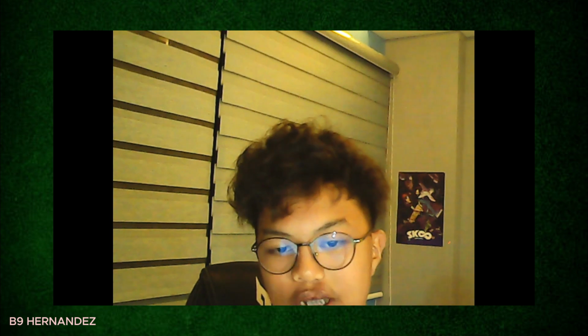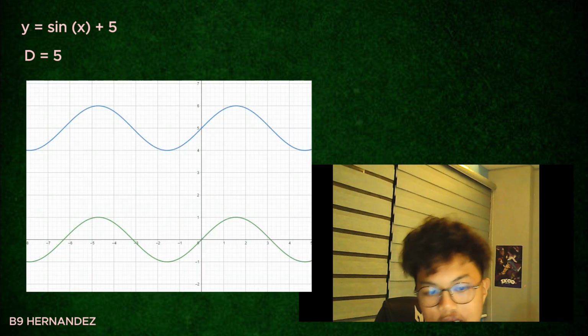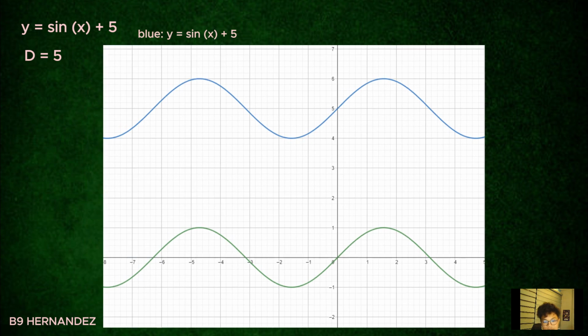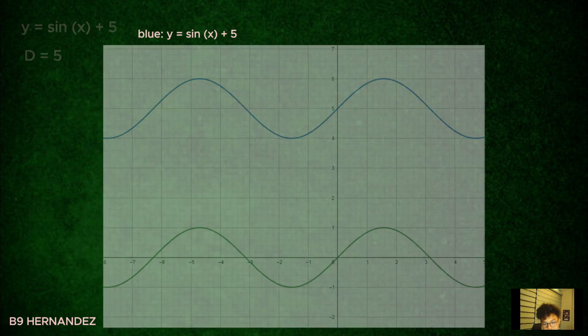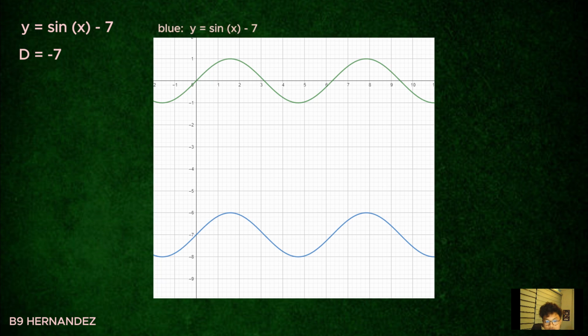For example, let's have y equals sine of x plus 5. With d as 5, it will lift the entire curve vertically by 5 units. Another example is y equals sine of x minus 7. With d as negative 7, it will move down the entire curve vertically by 7 units.